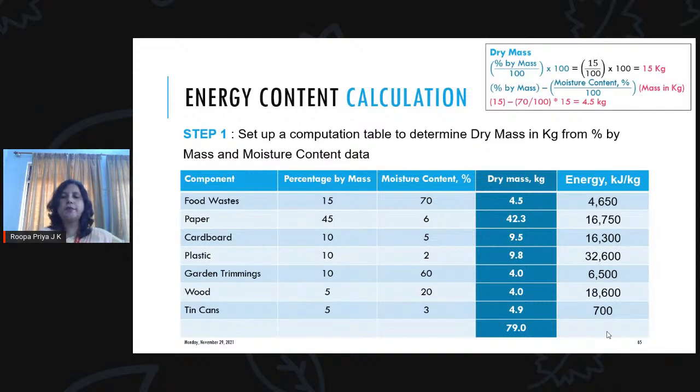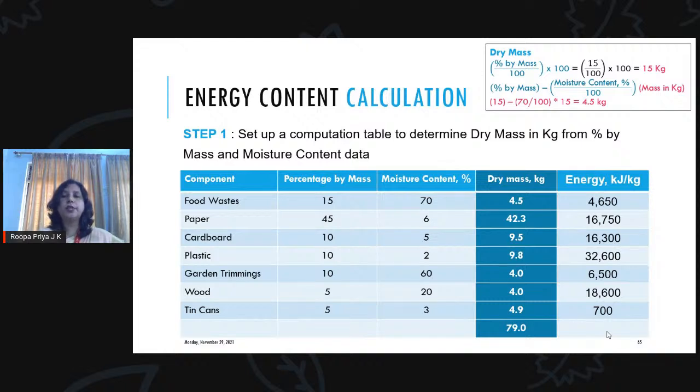So this is how we have calculated. For example, for food waste, if we have to calculate the dry mass, we have considered the percentage by mass value, that is 15 kg of the food waste. And we have calculated this percentage by mass and converted that to kg. So for food waste, the percentage by mass is now 15 kg.